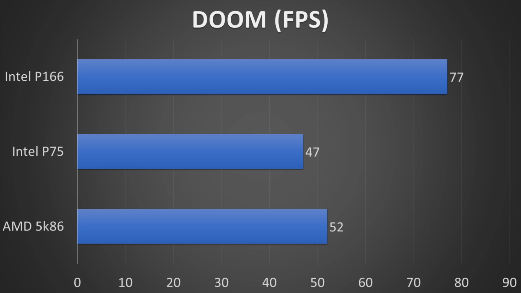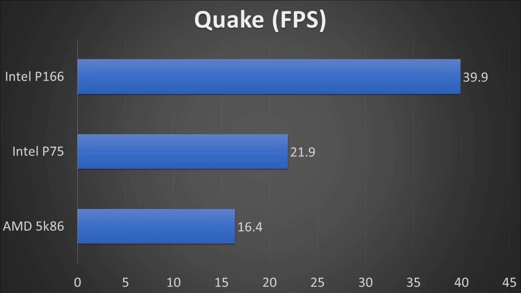Doom is favoring the AMD chip. Nevertheless, the Pentium 166 is outclassing both other CPUs. Now it gets interesting. Here is Quake.